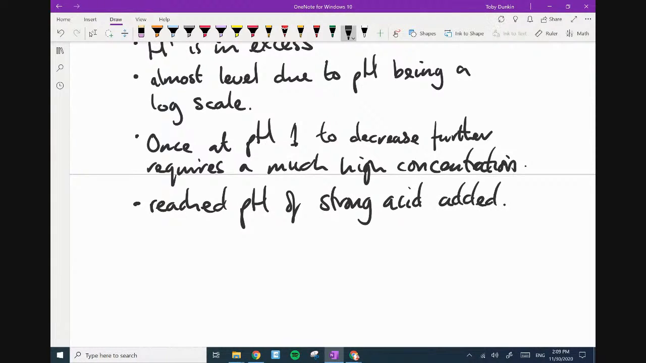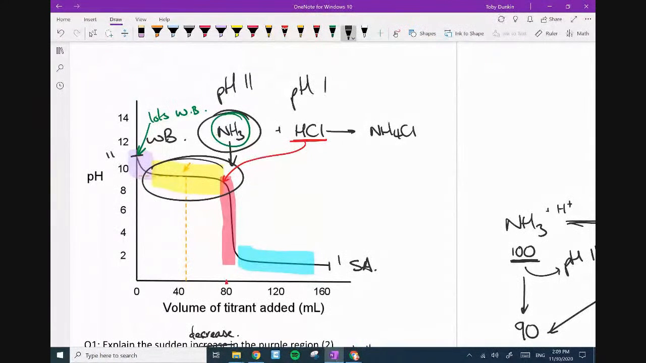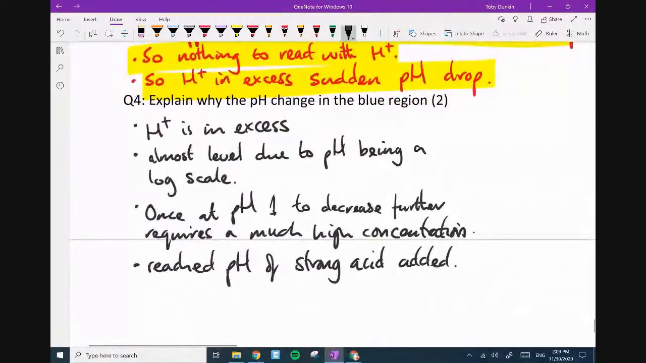Because what that's saying is that once you achieve that pH, we know that we're adding the weak base at pH 11, we're adding the acid of pH 1. Well, you can't get below 1 then. You can't, because you can't make that more concentrated, because whenever you're adding that to it, you're only diluting it, which means it's as far as you can go. Yeah? So it kind of levels off because the H plus is in massive excess.